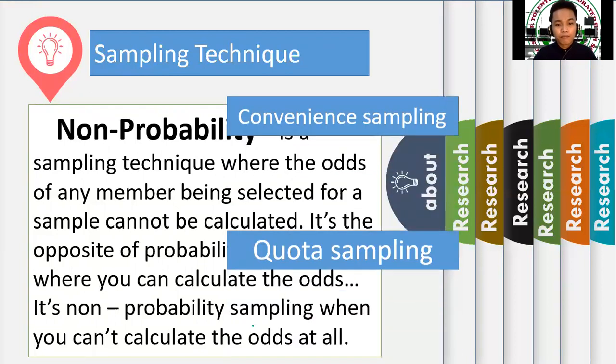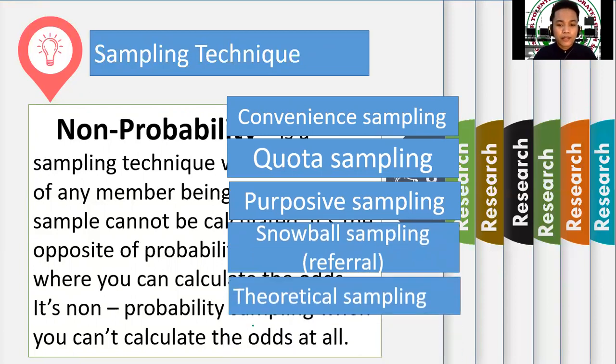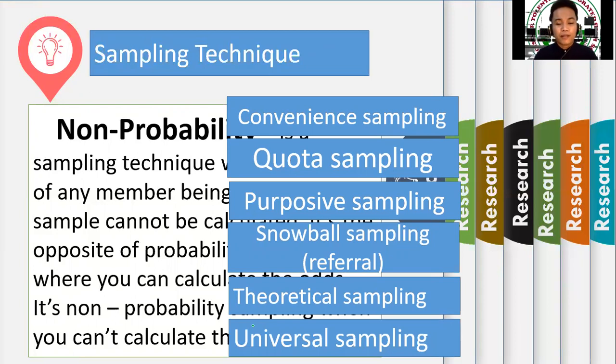So we have the convenience sampling, the quota sampling, the purposive sampling, the snowball sampling referral, the theoretical sampling, and lastly, the universal sampling. Kung gagamitin nyo itong non-probability sampling technique, either doon sa convenience hanggang universal sampling, pwede nyo siyang gamitin depending on the kind of research na gusto nyong gawin, and depending on the easiest way for you to utilize para doon sa inyong study.